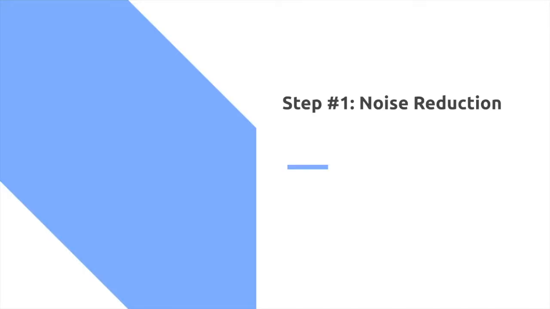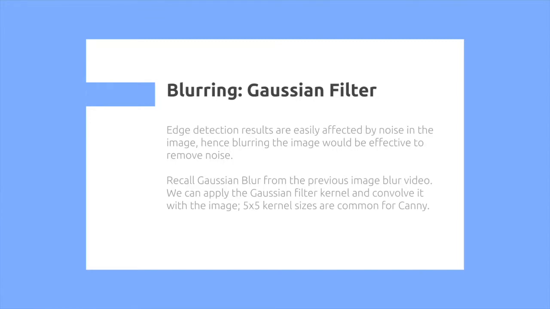Step number 1 is noise reduction. Here, we see that edge detection results are easily affected by noise in the image. Hence, blurring the image would be effective to reduce noise. Recall the Gaussian blur from the previous image blur video. We can apply the Gaussian filter kernel and convolve it with the image. Typically 5x5 kernel sizes are used for the Canny Edge Detector.